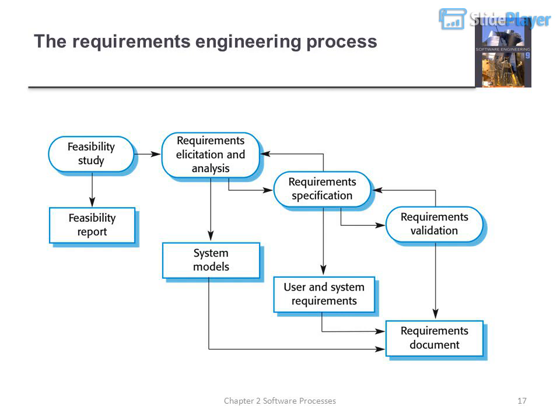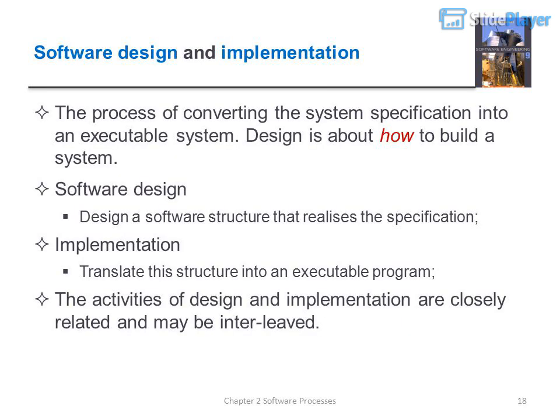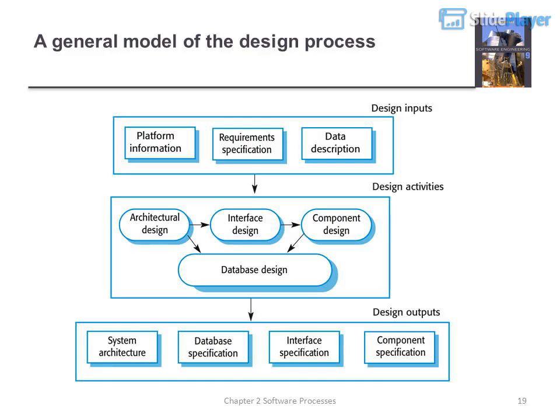Software design and implementation. The process of converting the system specification into an executable system. Design is about how to build a system. Software design: design a software structure that realizes the specification. Implementation: translate this structure into an executable program. The activities of design and implementation are closely related and may be interleaved. A general model of the design process.